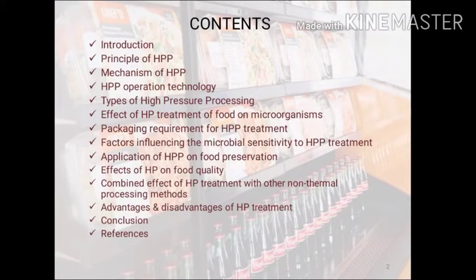Here are the contents, starting from introduction, principle of HPP, that is the high pressure processing, mechanisms of HPP, HPP operation technology, types of HPP, effect of high pressure treatment of foods on microorganisms, packaging requirements for HPP treatment, factors influencing the microbial sensitivity to HPP treatment, which is followed by applications of HPP on food preservation, effects of HPP on the food quality, which is followed by the combined effect of high pressure treatments with other non-thermal processing methods, and the advantages and disadvantages of high pressure treatment, which is followed by the conclusions, and finally the reference.